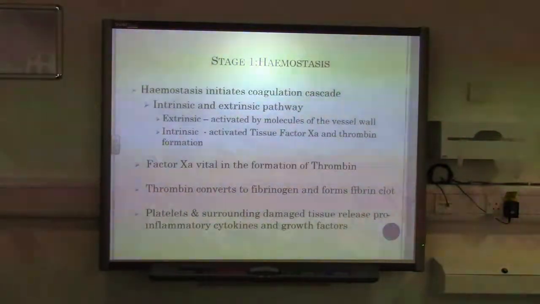So then at this point, the platelets and surrounding damaged tissue also release pro-inflammatory cytokines and growth factors, so the platelet-derived growth factor, transforming growth factor, and also the chemical alarms required for this stage of inflammation. So as I've said before, they don't happen in isolation but overlap one another. So whenever the platelets and surrounding damaged tissue release these pro-inflammatory cytokines, they've already moved into that inflammatory stage.